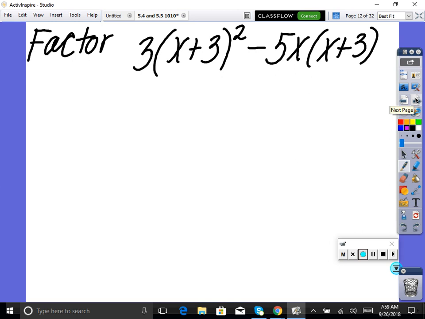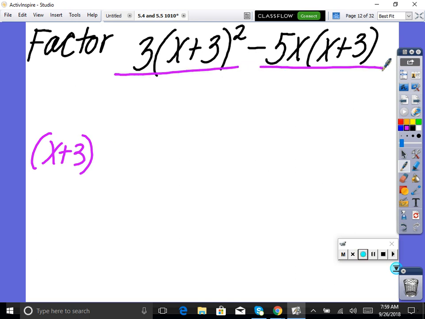Okay, what's in common? There's a reason I'm doing it. We're almost there. What should I pull out? X plus 3. There's 2 terms, that term and that term. You pulled out x plus 3, so we're dividing by x plus 3.